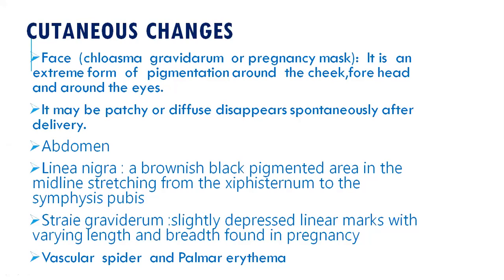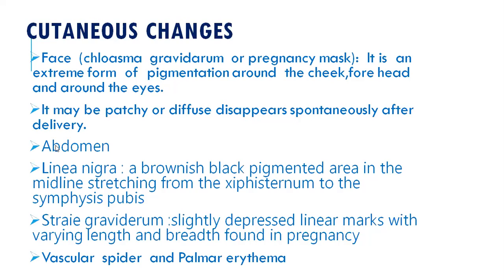Next, the skin changes on the abdomen. There is a dark brownish black pigmented area in the midline stretching from the xiphisternum to the symphysis pubis. This is called linea nigra. The slightly depressed linear marks of varying length and breadth found in pregnancy, around the umbilicus, are called striae gravidarum.